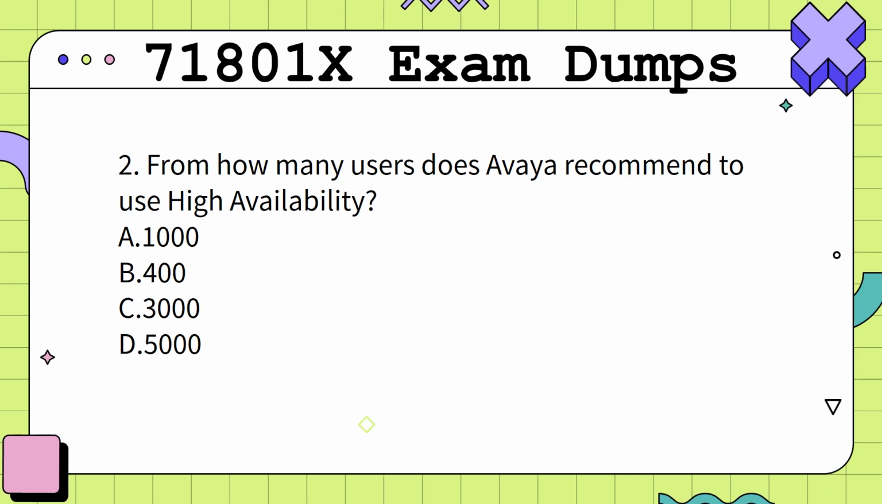2. From how many users does Avaya recommend to use high availability? A. 1000, B. 400, C. 3000, D. 5000.